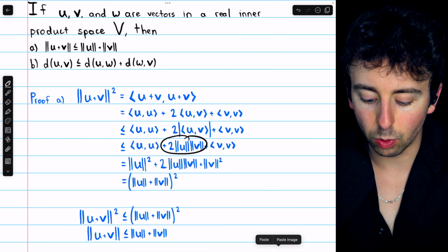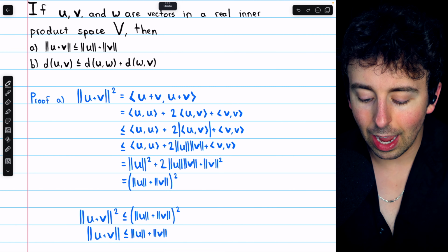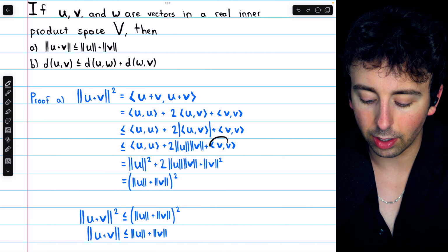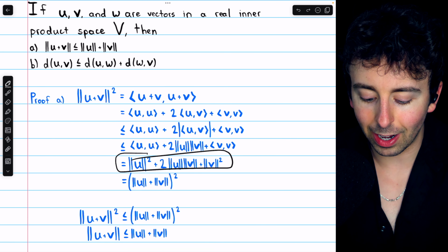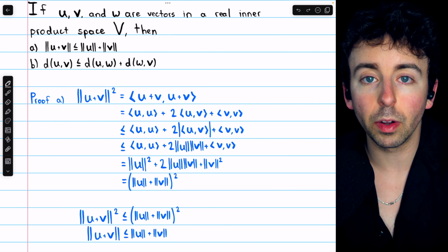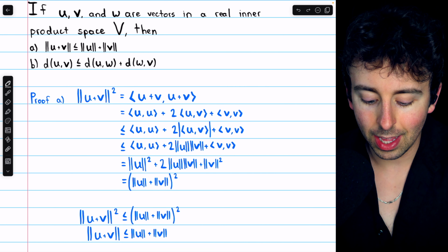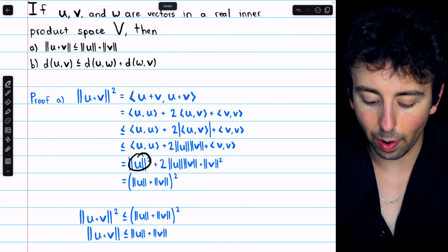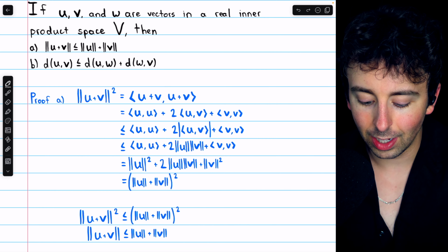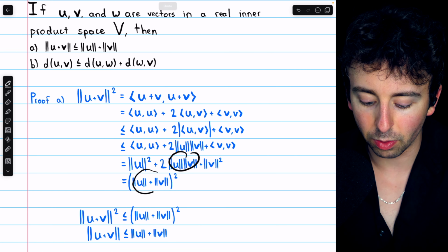We then still have 2 times the product of those norms, and by the same logic, the inner product of v with v is the square of the norm of v. This, hopefully, you recognize as the familiar form of the square of a binomial. This is the norm of u plus the norm of v squared. You can see that. You've got the norm of u squared, the norm of v squared, and then 2 times the product of those terms.